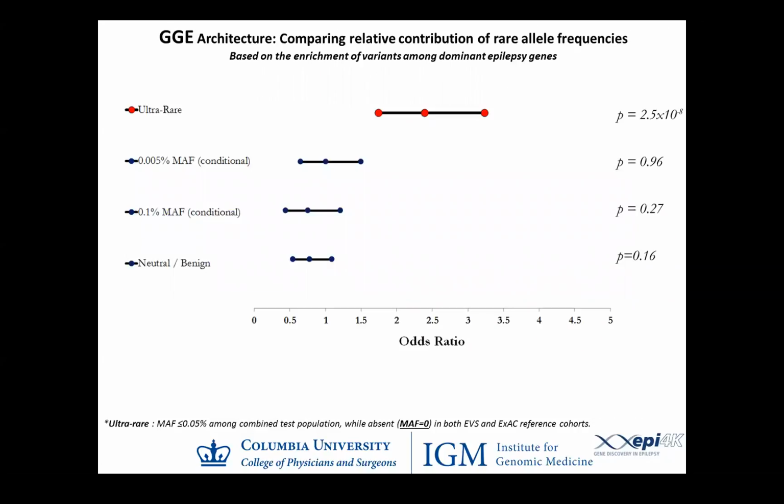Within the genetic generalized epilepsies, again doing a conditional analysis based on the current data, we still don't see any evidence for an attribution of additional epilepsy risk on the basis of increased minor allele frequencies beyond those that are ultra-rare variants based on these dominant epilepsy genes.